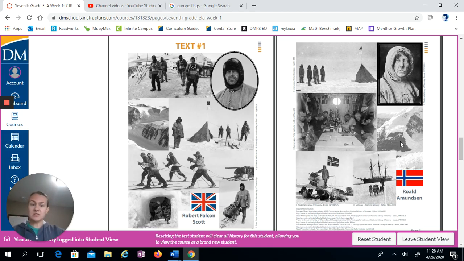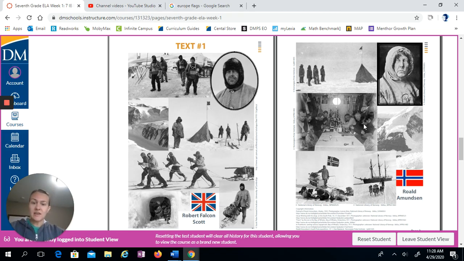When I look at the pictures, I see that they're in black and white. That indicates to me that these are older pictures, right? These aren't pictures from modern times. These are pictures from earlier, a long time ago.